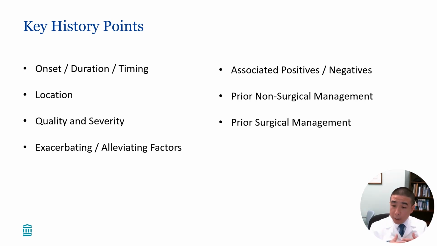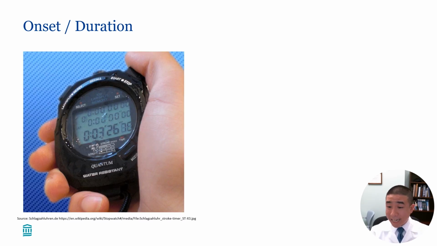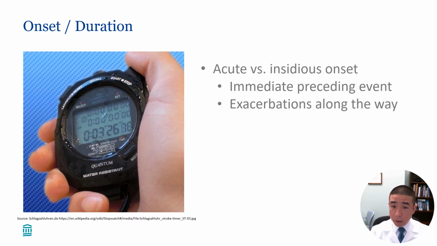So these are the key history points that I think are part of a good initial back pain evaluation. The same applies for neck pain, and we'll go over each of them in turn. Right? So understanding the timing is critical. You want to know if it's an acute onset, a subacute onset, or an insidious onset of the pain, as well as any immediate preceding events.